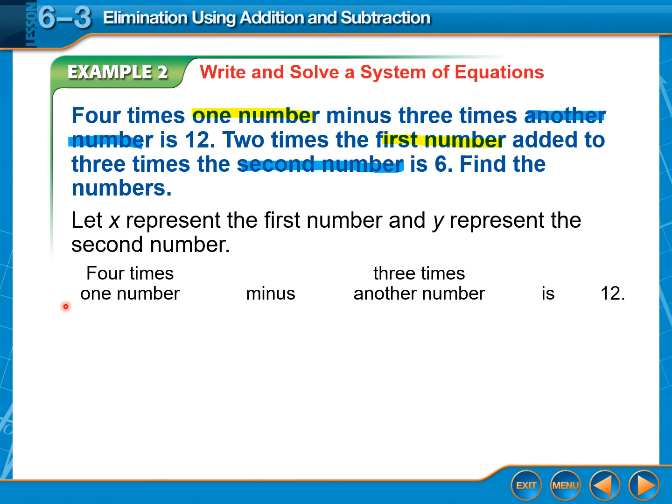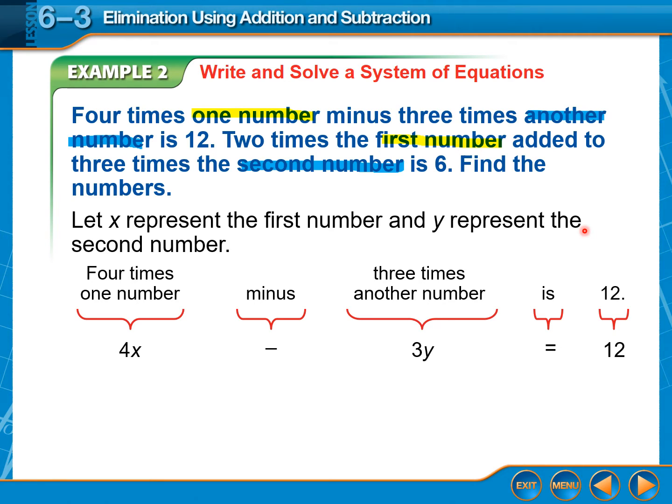So 4 times the first number minus 3 times another number is 12. So 4 times one number is 4 times x. 3 times another number is 3 times y. We're subtracting those two, and our answer is 12. So it's 4x minus 3y equals 12.